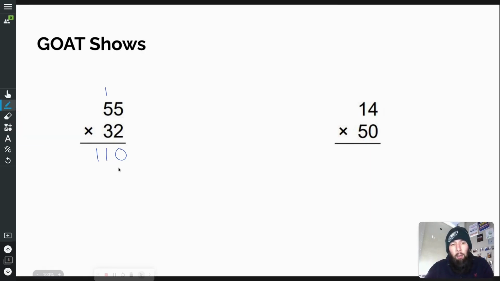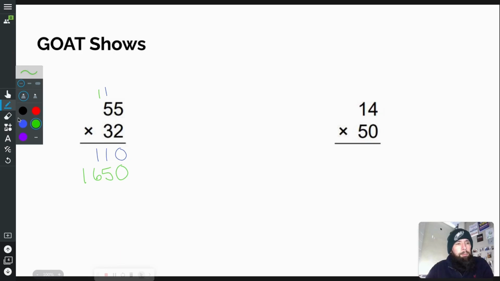Now, the second row, you're always going to put a 0 there no matter what. And you do the same thing with the 3. 3 times 5 is 15. Carry the 1 for the 15. 3 times this 5 is 15, plus that green one right there is 16. Write out 16 directly underneath.